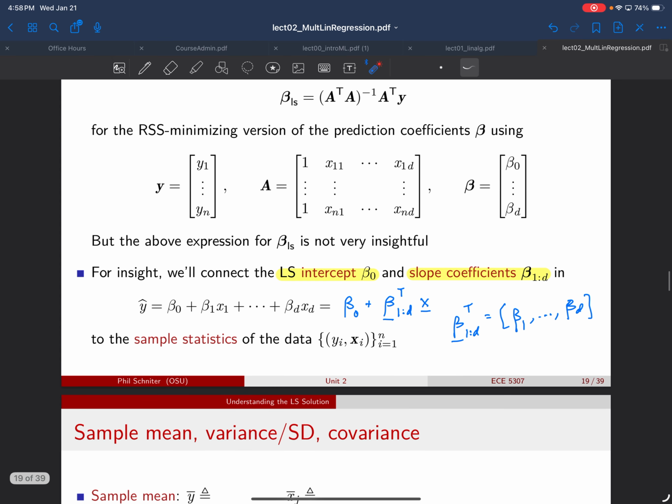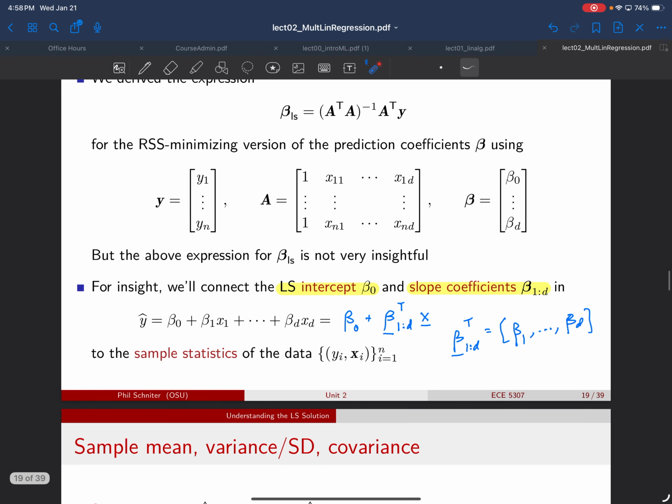Yes? What's the vector x? Yeah, x is going to be the vector. That's a good question. Let me put it down here. So x is just going to be the vector of, in this case, the D features that we're using for prediction. So these guys.